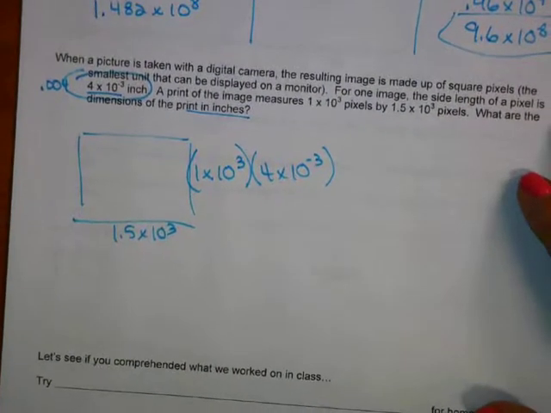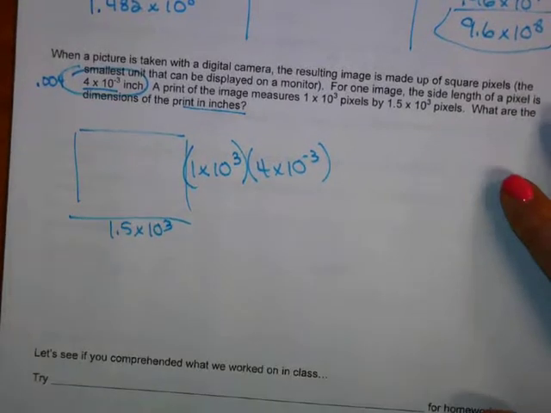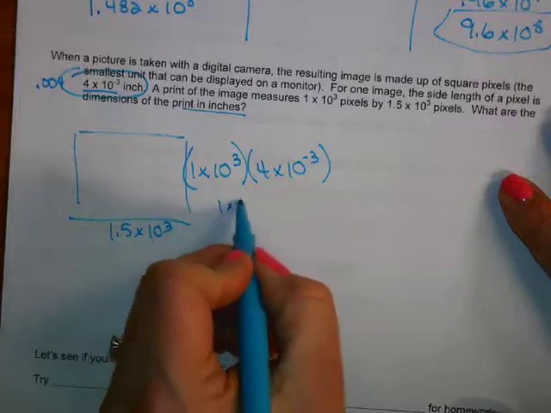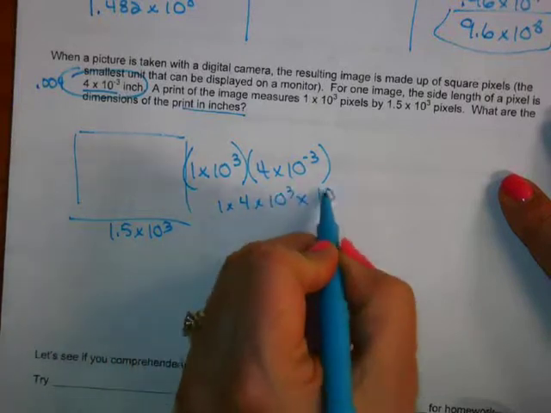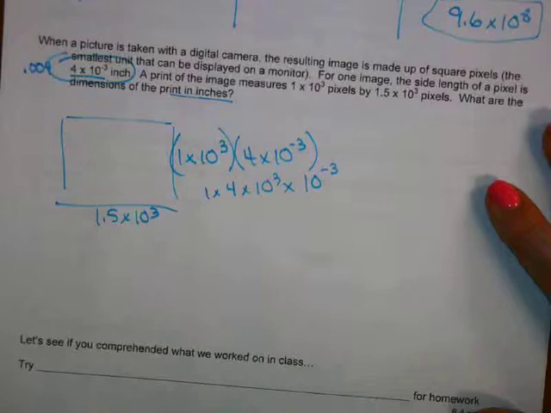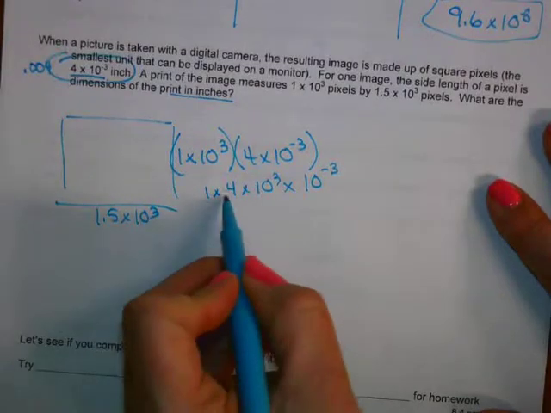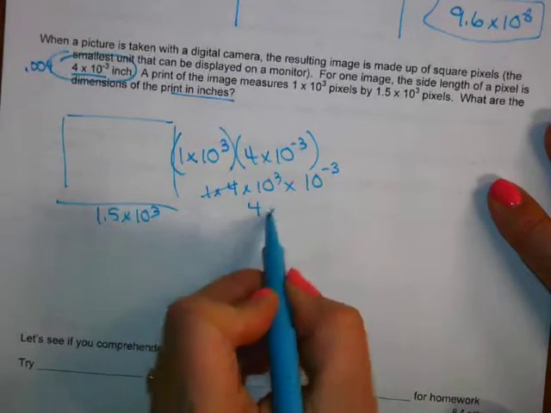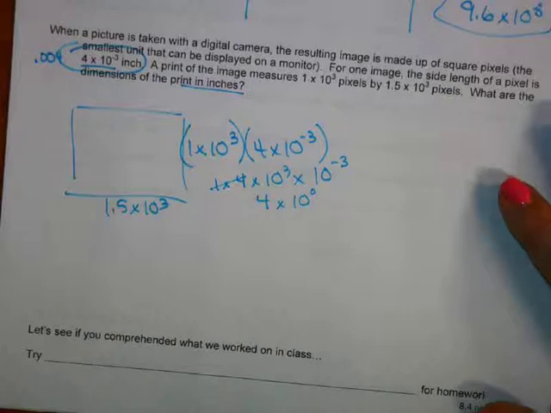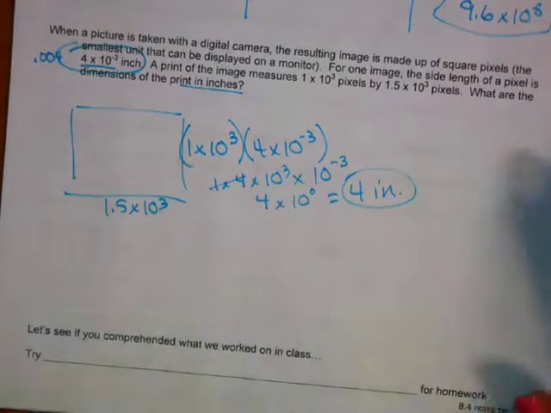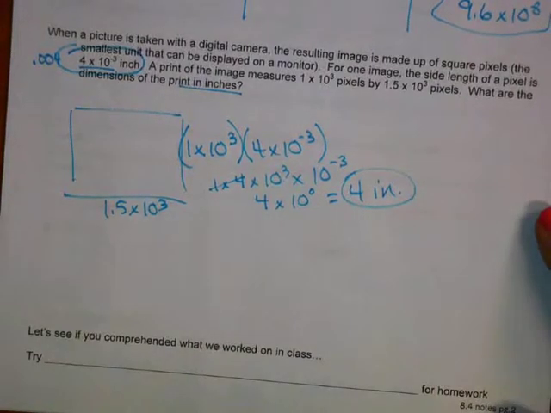Oh, this turns out way too pretty. Are you ready? Look at it's multiply, so it's any order. So I'm going to do 1 times 4 times 10 to the 3 times 10 to the negative 3. Oh, what's going to happen here? What's 1 times 4? 4. What's 10 to the 3 times 10 to the negative 3? Times 10 to the 0, which is equal to what? So this side is just 4 inches. All that work for them to tell you it's a 4 by whatever.